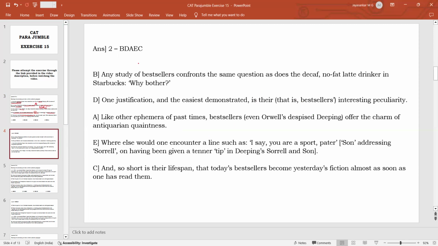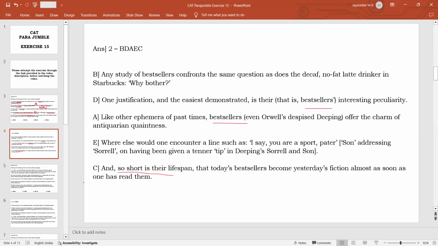So you can rearrange the sentences like this, and then see whether any logical problems are there. Any study of bestsellers confronts the question, why bother? One justification is that they are peculiar. Like other ephemera pastimes, bestsellers offer the charm of antiquarian fame. So again, we talk about bestsellers here. Bestsellers are offering this particular old world charm. Where else could one encounter these kinds of lines? And another thing is their ephemeral quality, so short that today's bestsellers become yesterday's fiction almost as soon as one has read them. So BDAEC becomes a good sequence.